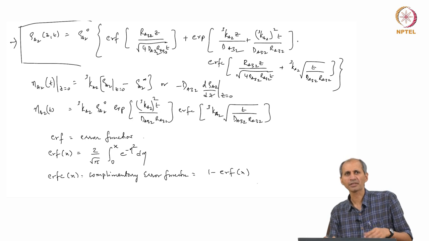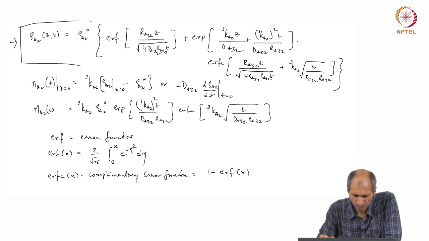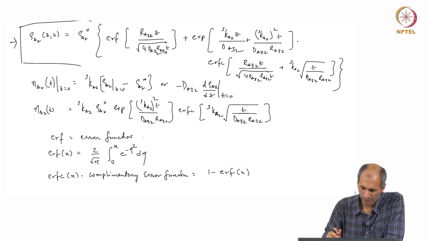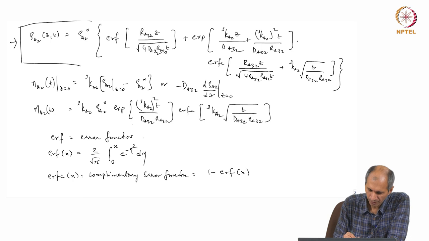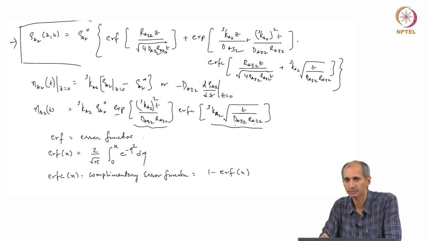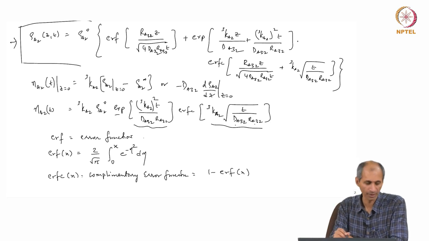These functions appear, and you can use software such as Excel to solve this. Excel has a toolbox. You can use that, you have to click in add-ins, I will show you how to do it. But if you observe, the argument for the exponential and the complementary error function terms contains the diffusion coefficient, k, everything, so the magnitude of these are functions of this.